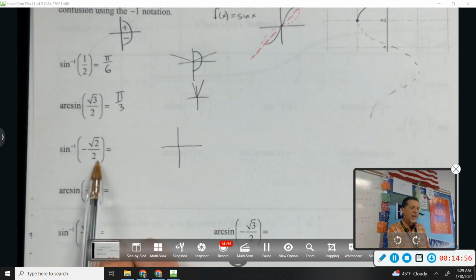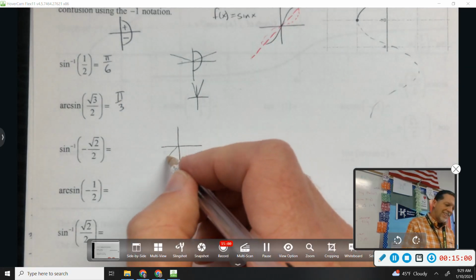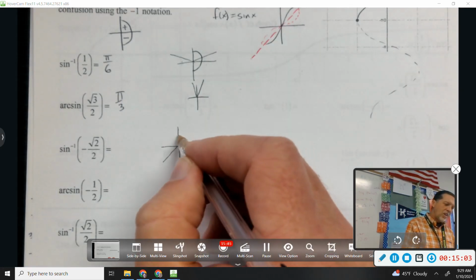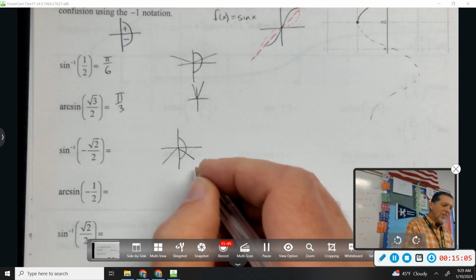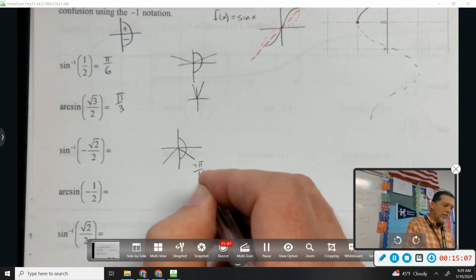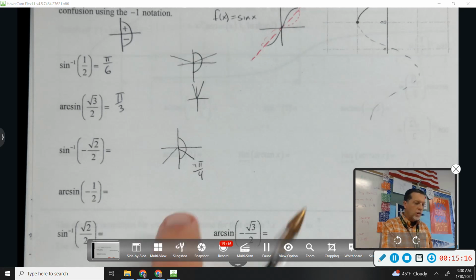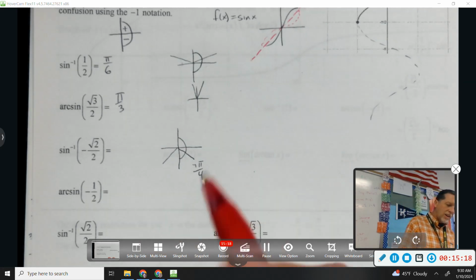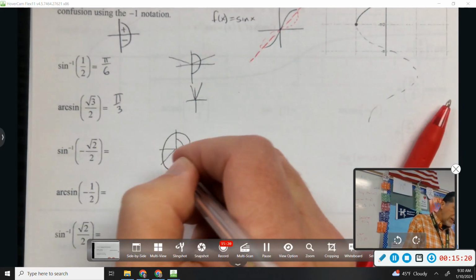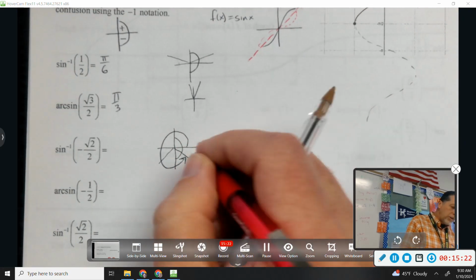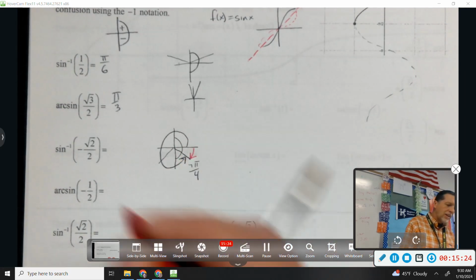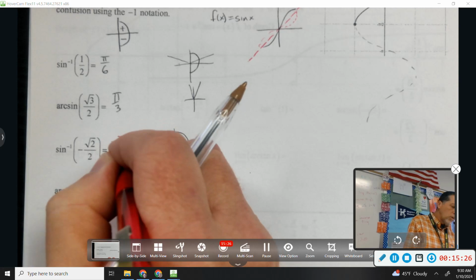Find me an angle whose sine is -√2 over 2. Okay, so yes, 7 pi over 4 has a sine of negative root 2 over 2, but it has to be between negative pi over 2 and pi over 2, meaning you can go to that spot, but rather than go the long way around to get there, why don't you go the short way around to get there? Negative pi over 4.